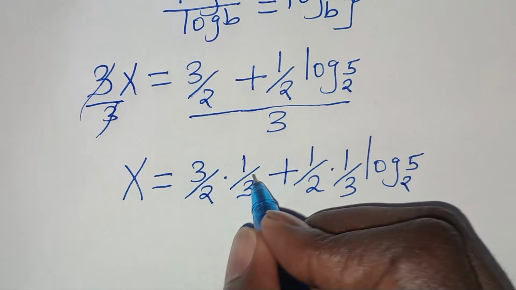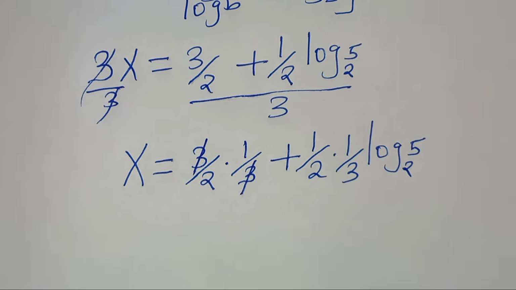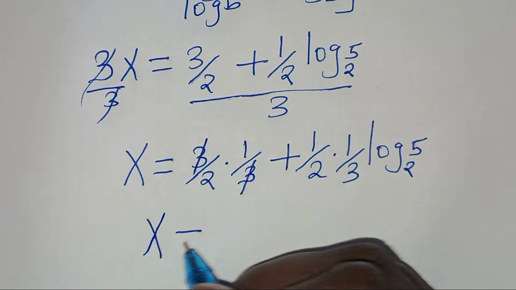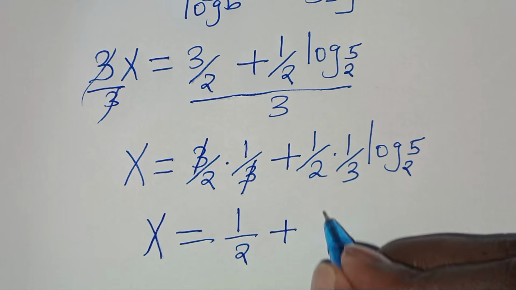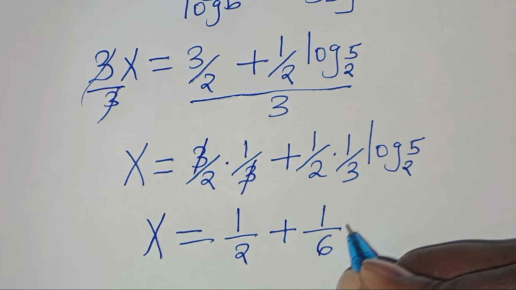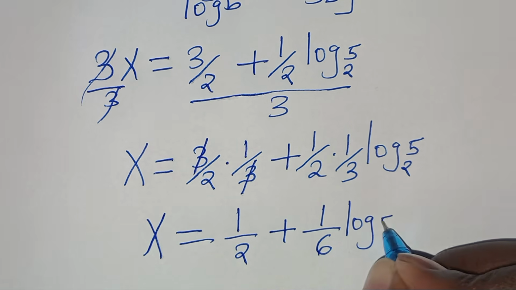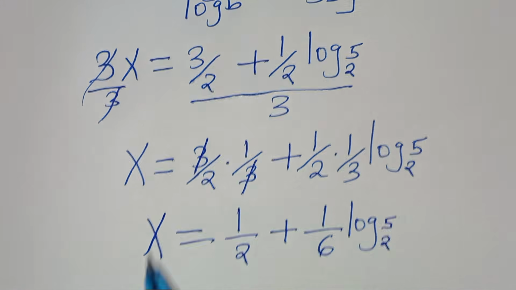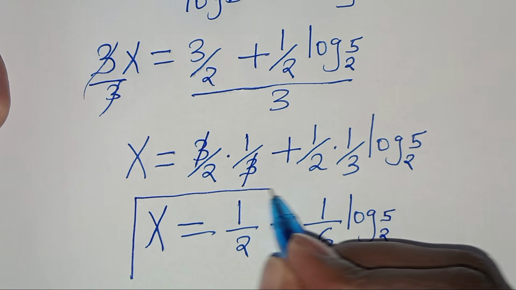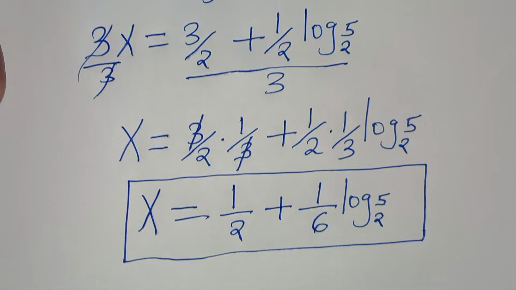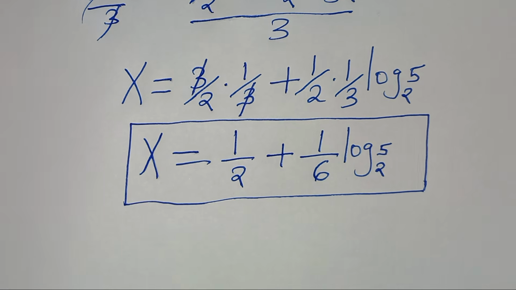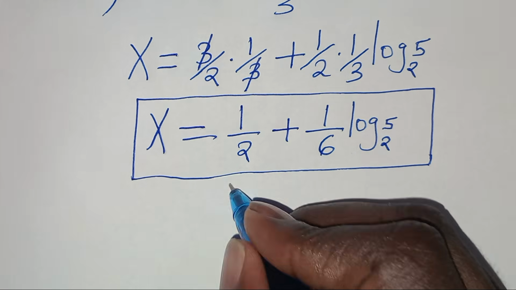Now we can simplify here, 3 and 3, so that we have x equal to a half plus 1 over 6 log 5 to base 2. Now this is the value of x. The next step is to verify that this value of x satisfies the equation. So let's verify from here.